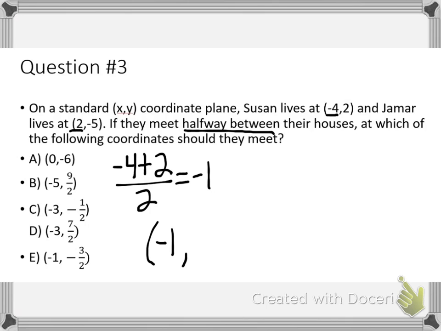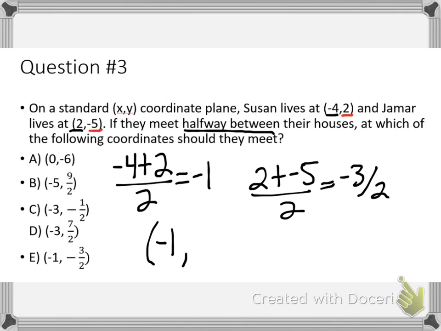So in our final answer, we're definitely going to have a -1 as our first number. Now we have to add the two y values together. I'm going to use a different color. We're going to add this y value and that y value together. So I get 2 plus -5 divided by 2, which gives me -3/2. That's my second number, so -3/2. So my answer in this case is E.